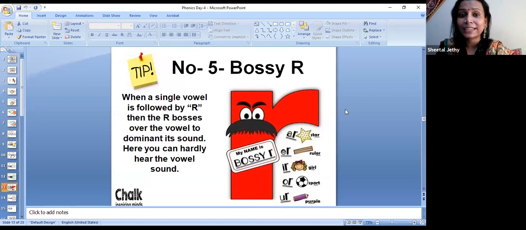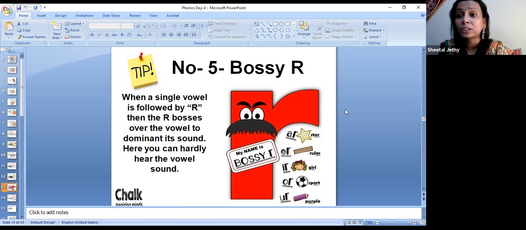Let's come to tip number 5, the Bossy R. What this rule says is that when a single vowel is followed by an R, then R bosses the vowel sound and dominates it. That's why it's called Bossy R. What you hear is only the sound of R getting bossed over the vowel. If you look at star, AR, you can actually hear only the R. The A is very feeble, you can't hear A.